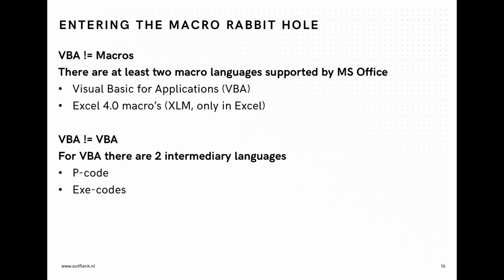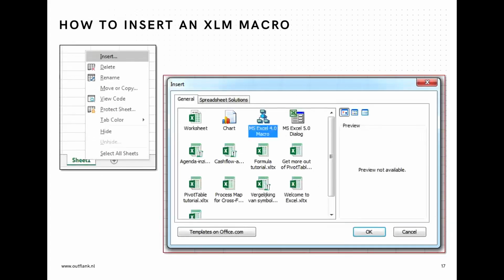And then VBA is not VBA. There is stuff happening under the hood. There's intermediary languages under the hood of VBA, P-code and Xcode. I will not go into Xcode, but P-code we will dive into in a few minutes, which is really interesting as well. So that is what we are going to do in the next 20 minutes. Let's start with XLM macros.